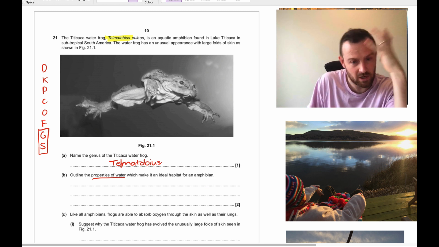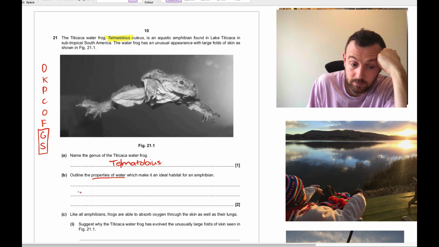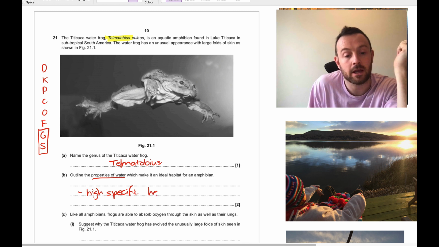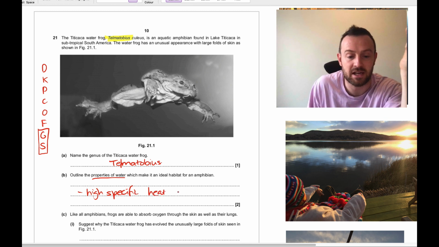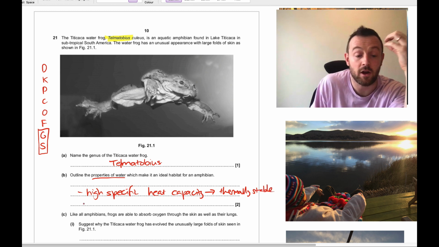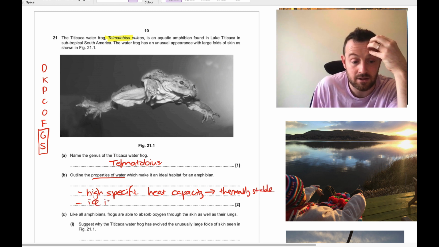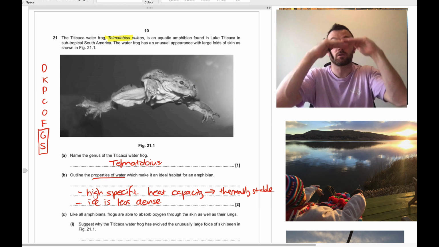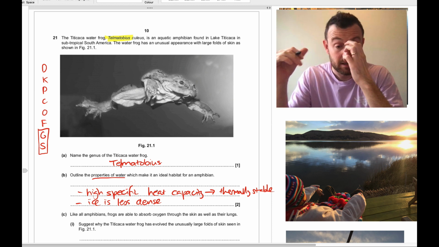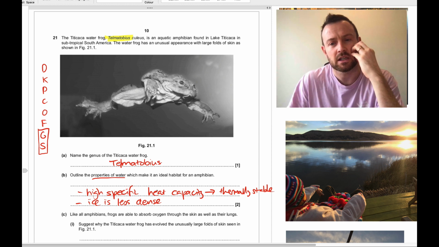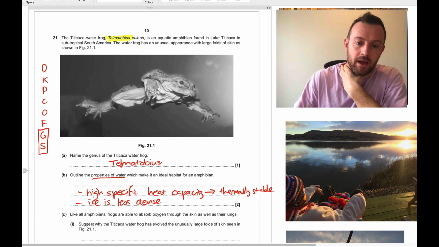Well, I think the first thing, linking it to the fact that this is a high altitude lake, is it has a high specific heat capacity, which means that it's thermally stable, or it doesn't change temperature so much. And the other thing that I always like to remember is that ice is less dense than water, which means that if it does freeze, the ice will float to the surface and act to insulate the lake. And this is really important because it does freeze up there at 3,800 meters from time to time, I'd imagine, and that helps the frogs survive.